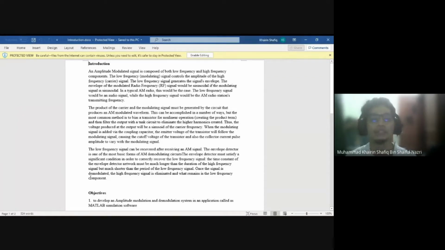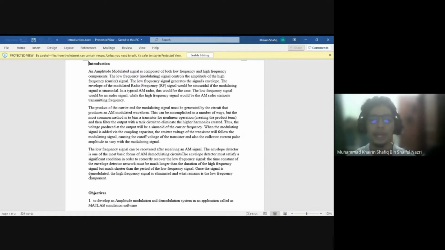I will give an introduction about an amplitude modulator. An amplitude modulated signal is composed of both low frequency and high frequency components. The low frequency, which is the modulating signal, controls the amplitude of the high frequency, which is the carrier signal. The low frequency signal generates the signal's envelope. The envelope of the modulated radio frequency RF signal would be sinusoidal if the modulating signal is sinusoidal.